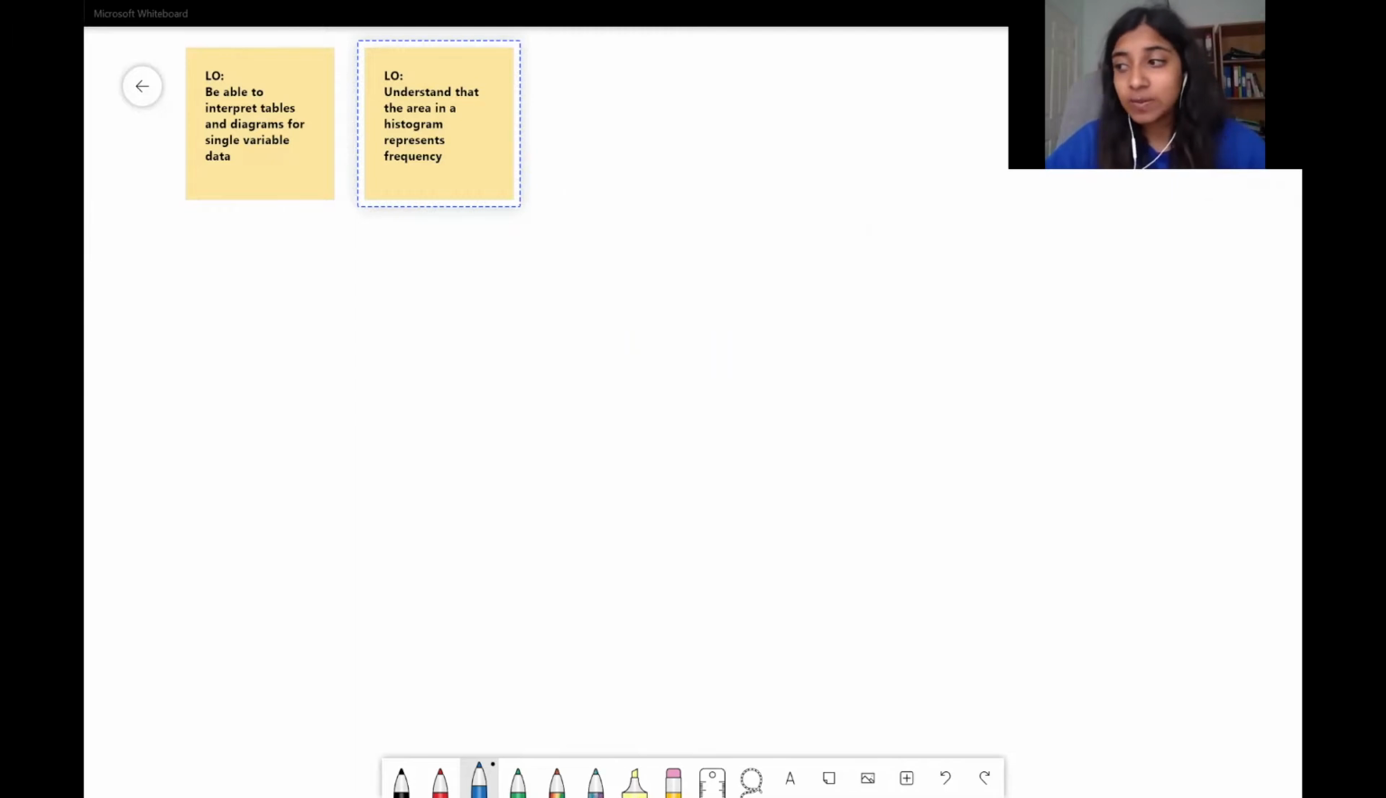So today we're going to be going over some diagrams for stats. The learning objective for today is to be able to interpret tables and diagrams for single variable data, and also to be able to understand that the area in a histogram represents frequency.